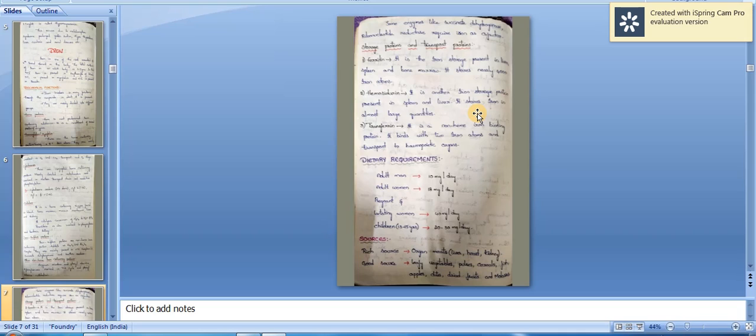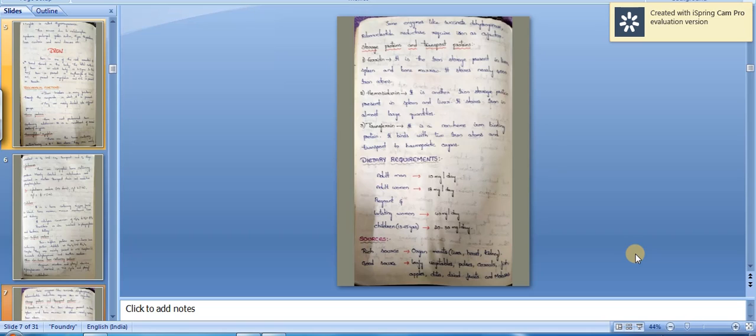Next, coming to dietary requirements. Adult man requires 10 mg per day, adult woman requires 18 mg per day, and pregnant and lactating woman requires 40 mg per day, whereas children 13 to 15 years require 20 to 30 mg per day. Next, sources. Rich sources are organ meats: liver, heart, kidney. Good sources are leafy vegetables, pulses, cereals, fish, apples, dates, dried fruits, and molasses. Poor sources are milk, wheat, and polished rice.